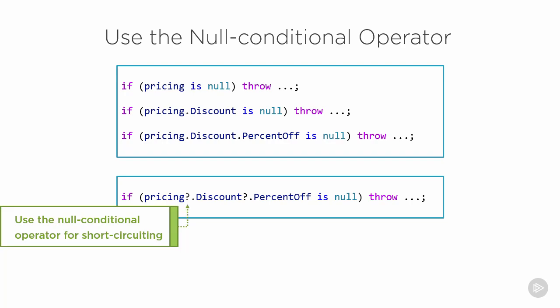Use the null conditional operator to short-circuit chained operations. When navigating down the chain, if an argument is null, the expression evaluates to null and does not evaluate the remaining arguments. This helps prevent null reference exceptions when accessing object properties.